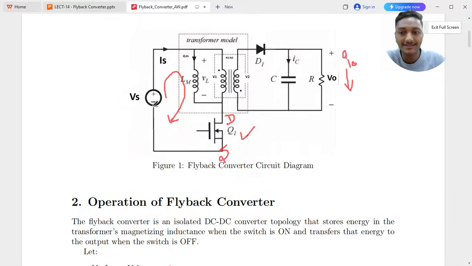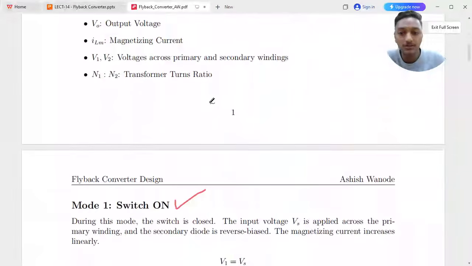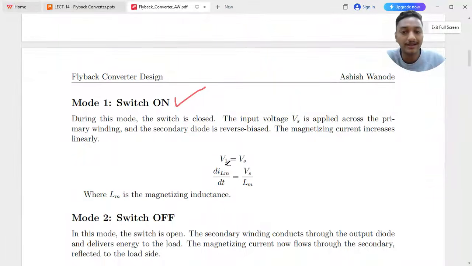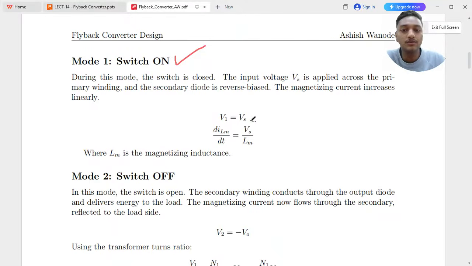Okay, so what you are seeing is minus Vs plus this particular V1, and V1 is my VLm. I called the voltage across this Lm as VLm, and the current flowing through this is ILm. So minus Vs plus V1 is equal to 0. I can write it down here: minus V1 plus Vs equal to 0. So I can write V1 equal to Vs.